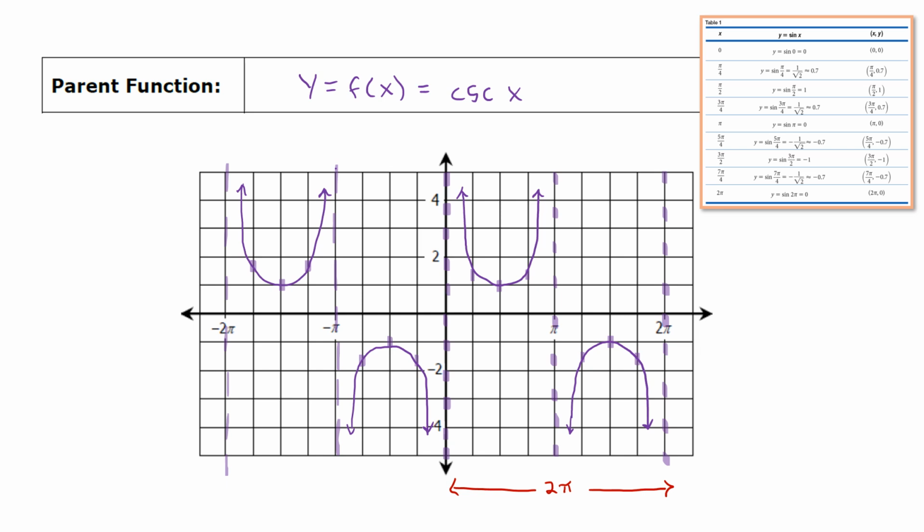And if we were to draw our sine graph, we'd see that the cosecant is actually the opposite, or the reciprocal of the sine.